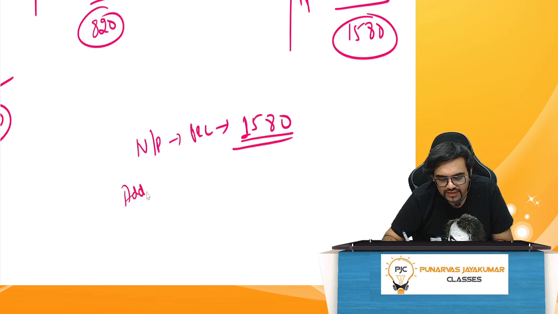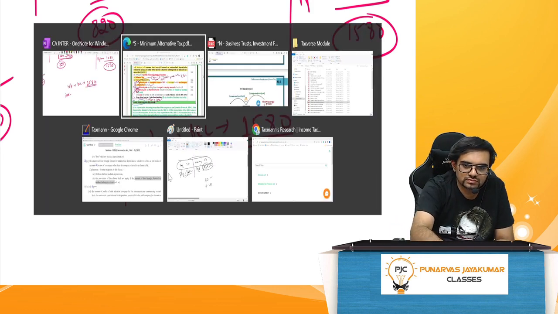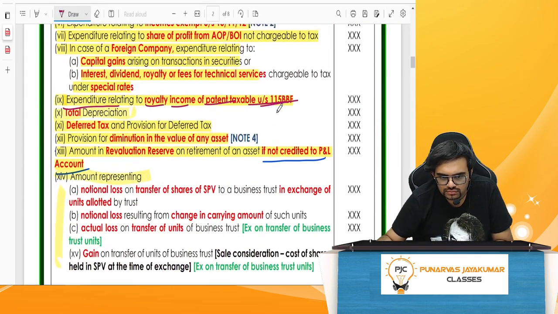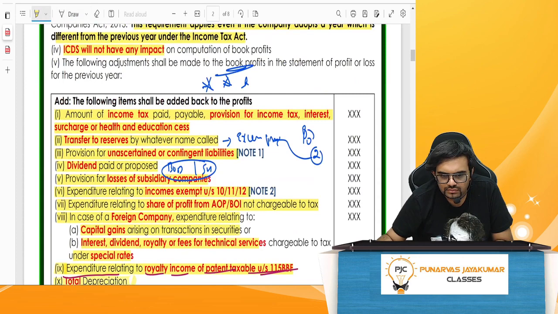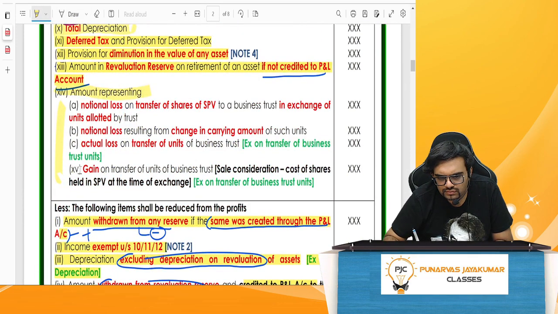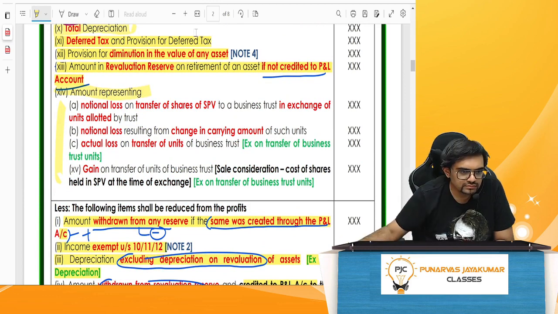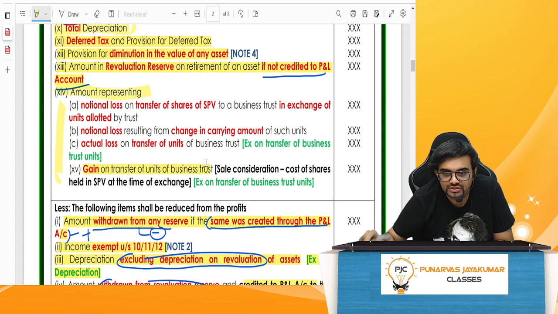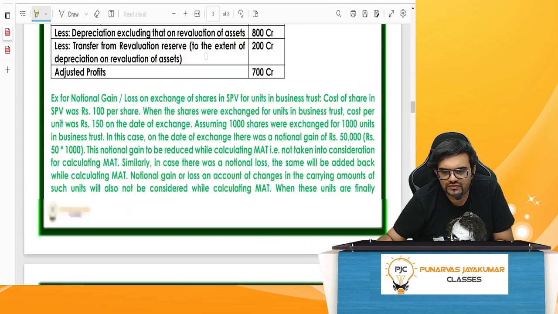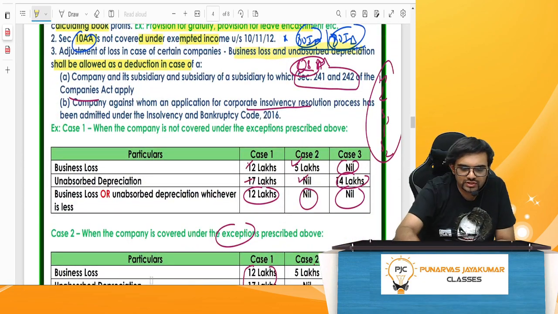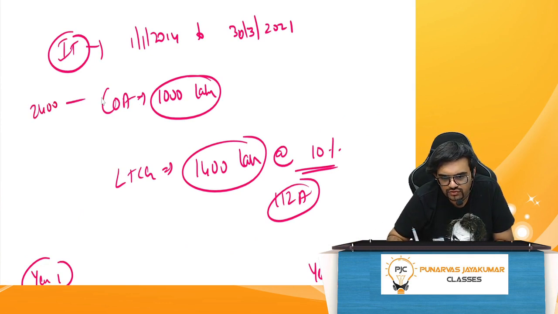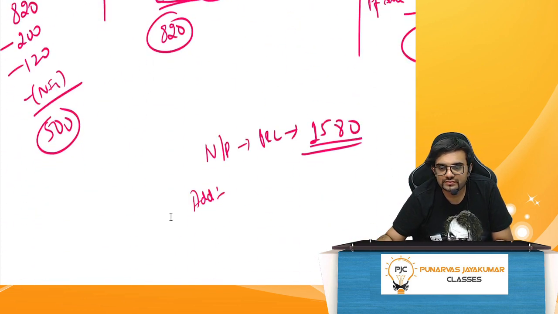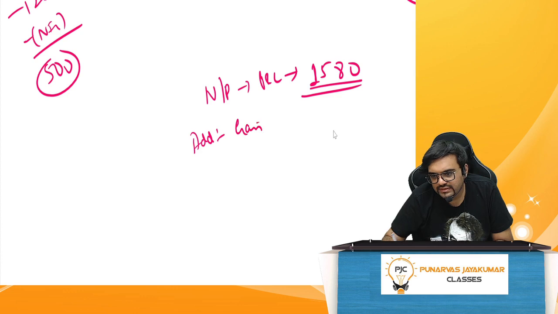To this I need to add, see here, this part. Gain on transfer of units of the business trust. What is the gain, guys? We have done the capital gain already here. See, selling price 2,400 minus cost 1,000, gain is 1,400. So add gain 1,400.